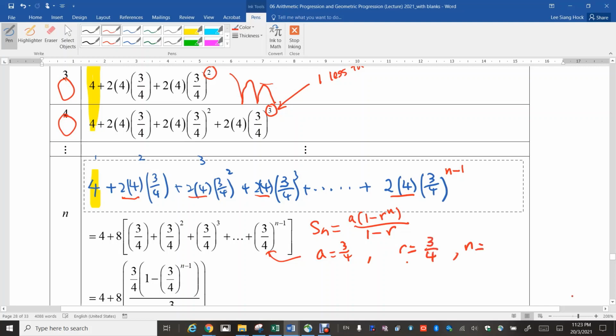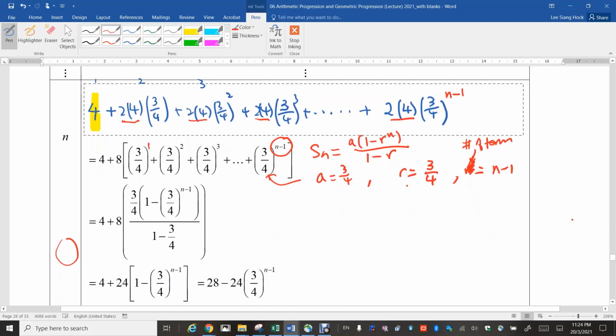Then what is the number of terms? I start counting from 1, 2, 3. If I ask you to count 1 to 100, how many terms are there? Of course 100. 1 to 50 is 50 terms. 1 to 21 is 21 terms. 1 to n minus 1 is n minus 1 terms. So this n is the number of terms, and it is different from the earlier n. Maybe I shouldn't use n; I should just say the number of terms equals n minus 1. But in the formula, we use n to represent the number of terms.